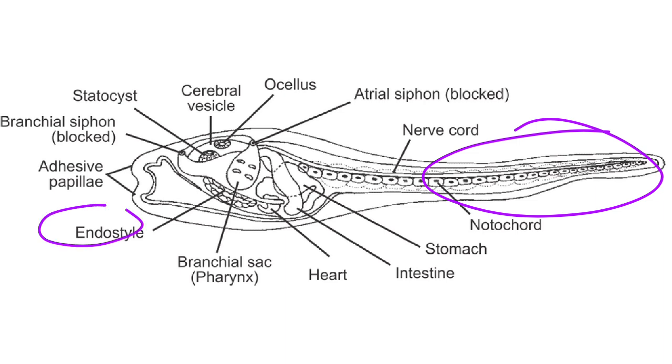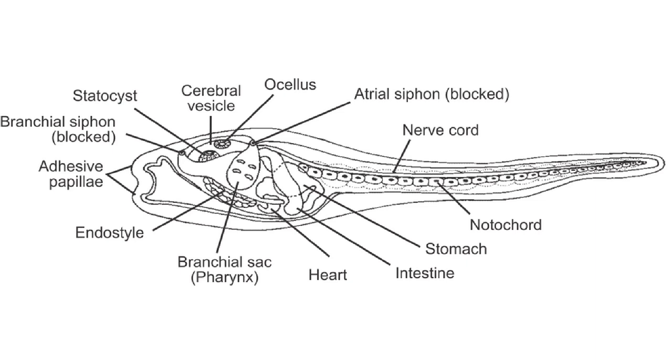So look at it now. We have the endostyle. We have the notochord. If you look at the notochord here, can you see that the notochord is restricted towards the tail? Can you see? The notochord is restricted towards the tail. So let me use the yellow. So this is the notochord, restricted towards the tail.